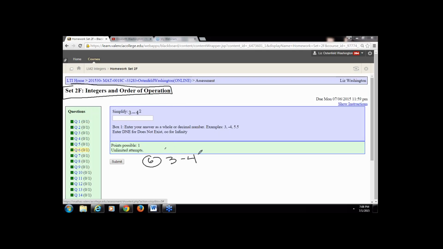You would write the problem out in its entirety and show all of the work. This would be 3 minus 4 times 4. Since multiplication comes before anything else, we're going to do 16. Minus, comes down, the 3. 3 minus the 16 gives me a negative 13.